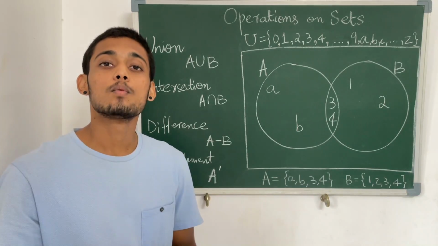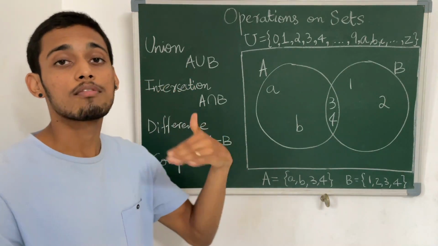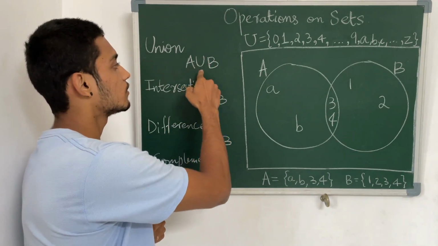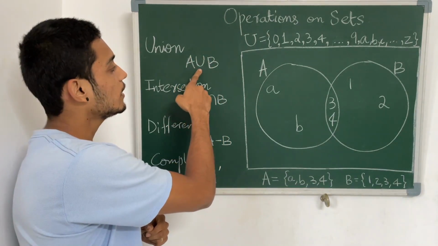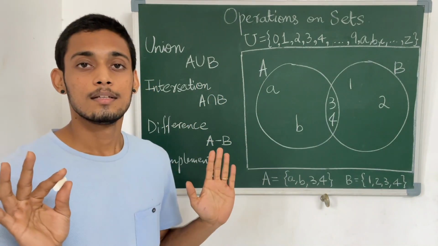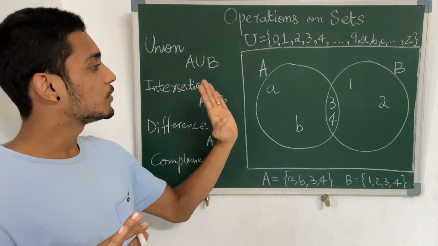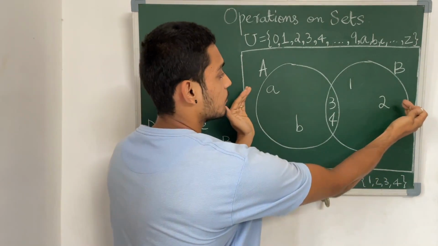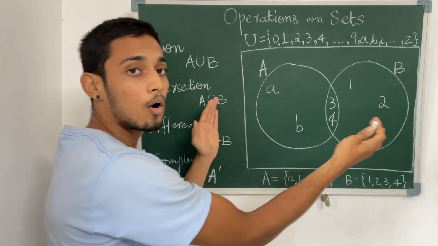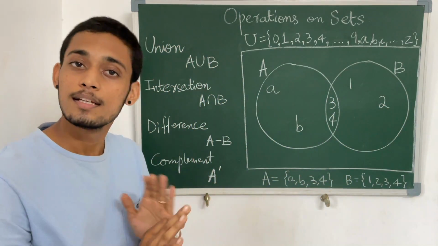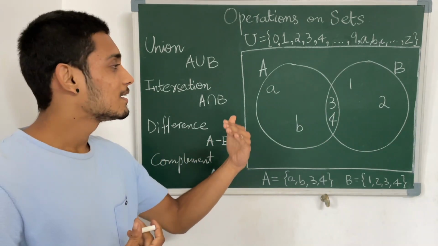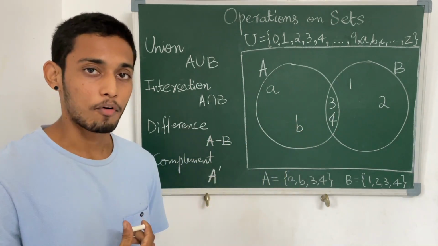Now, let us understand what does the term union of sets mean. So it is represented by this symbol, the symbol U. So A union B. This is how we represent the union of two sets A and B. So it is represented as A union B and it is this set. That is everything inside A and B. So A, B, 3, 4, 1, 2. All the elements will be there inside the union. As simple as that.